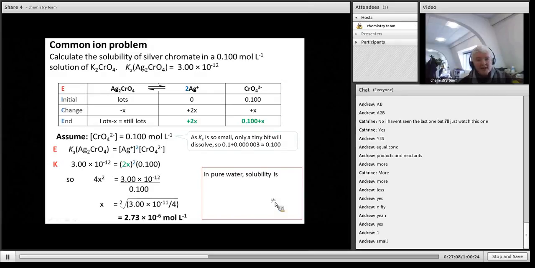So it's an A2B salt. So we use this 4s cubed one. Remember, divide by 4, take the cube root, and I get 9.09 times 10 to the minus 5. So not a great big difference in solubility between pure water and potassium chromate. But can you see this number, 10 to the minus 5, is bigger than that? So it is more soluble in pure water than it is with a common ion.